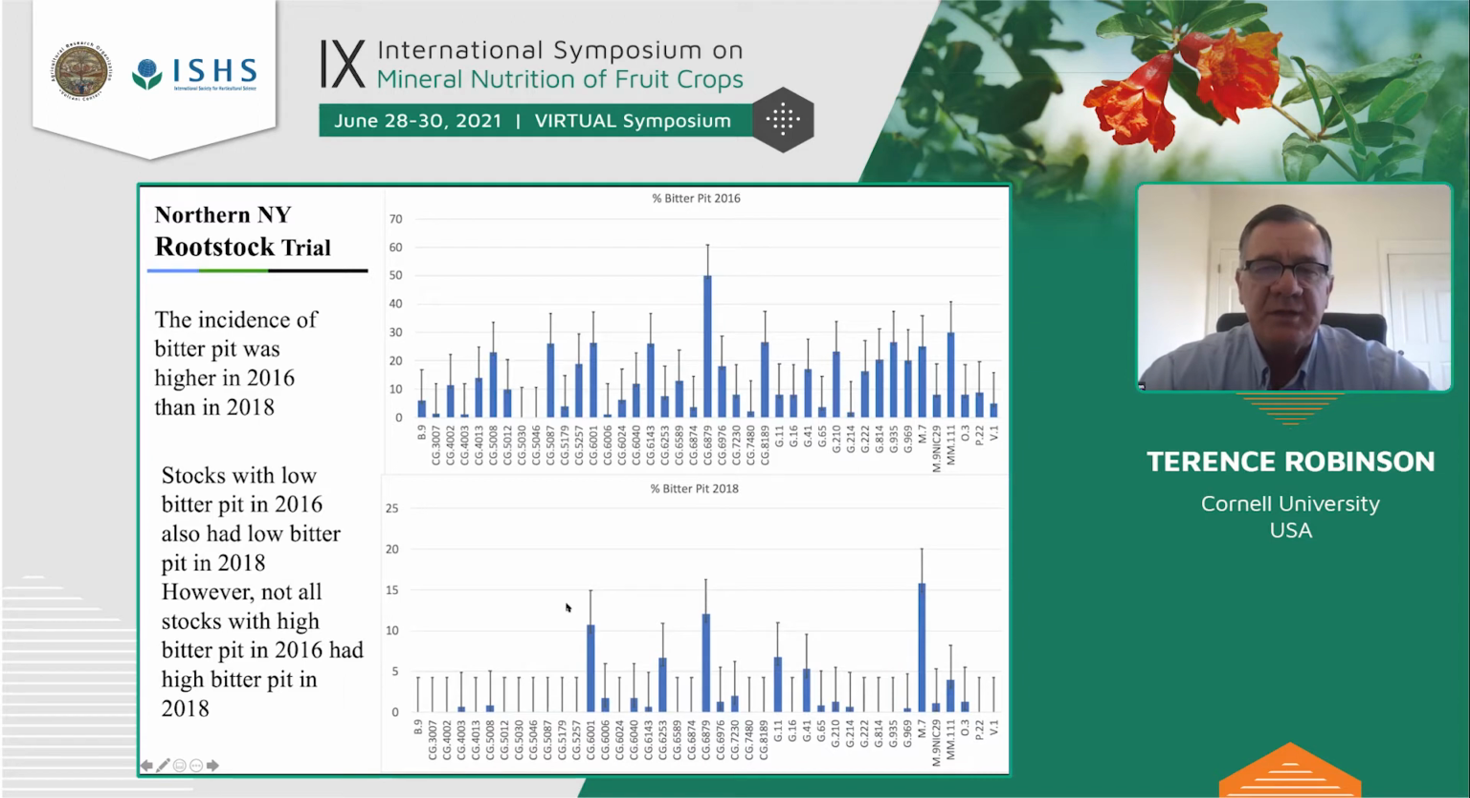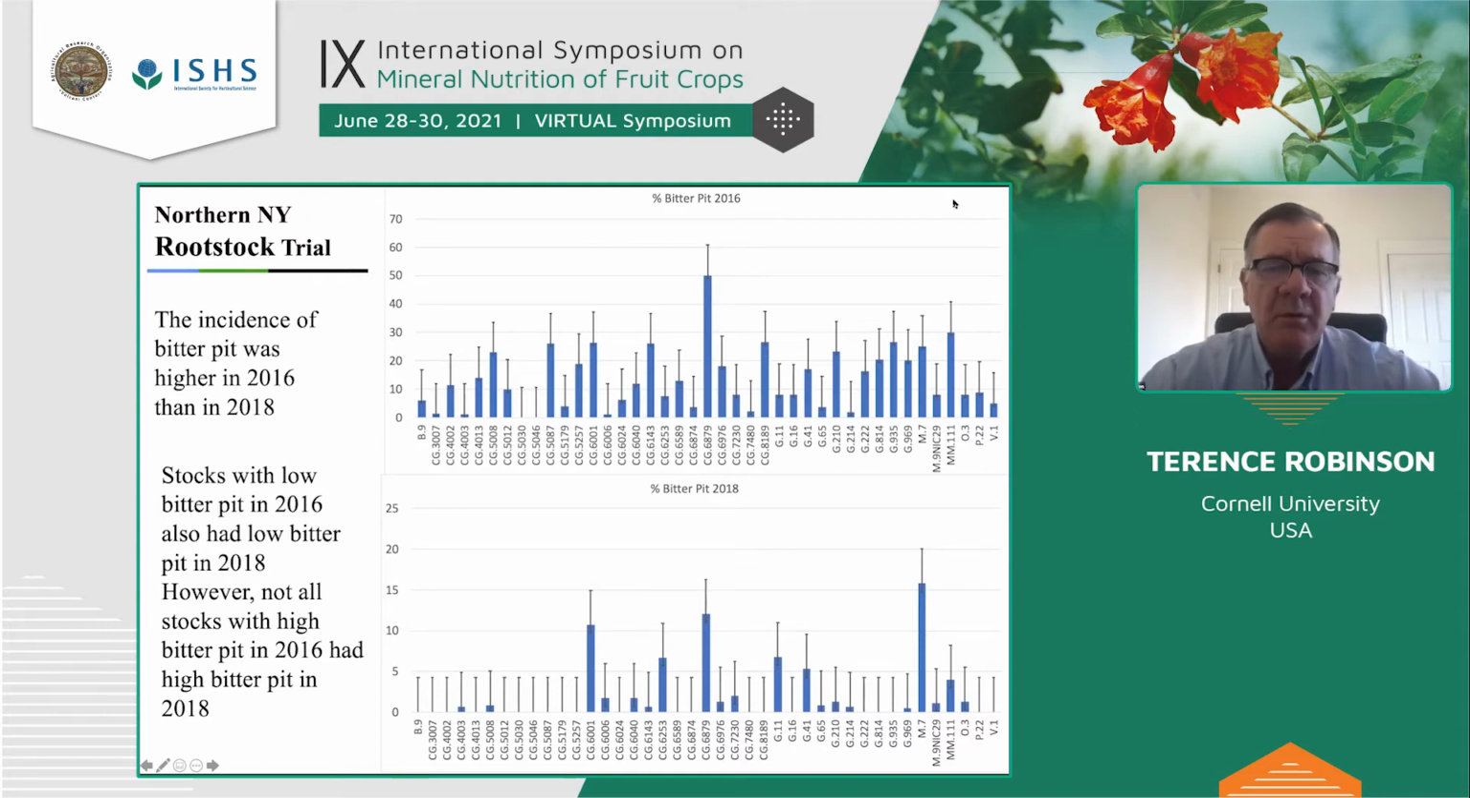In 2016, the upper graph, the incidence of bitter pit was substantially higher than in 2018, even though they had similar crop loads, indicating a strong environmental component to bitter pit incidence. It's interesting that in 2016, the rootstock with the highest bitter pit was a Geneva elite selection 6879. If you compare that rootstock in 2018, it also had relatively high bitter pit, but another rootstock, M7, surpassed it with a higher bitter pit in 2018.